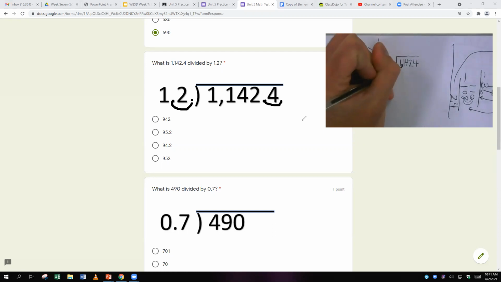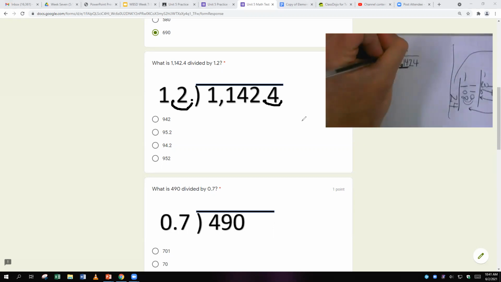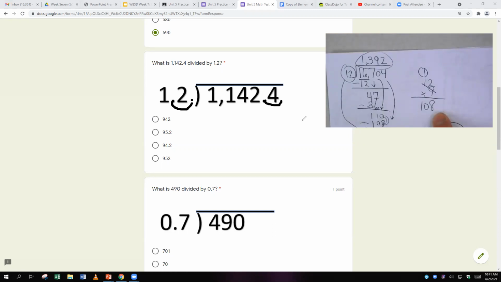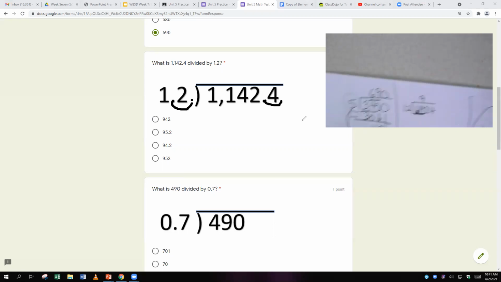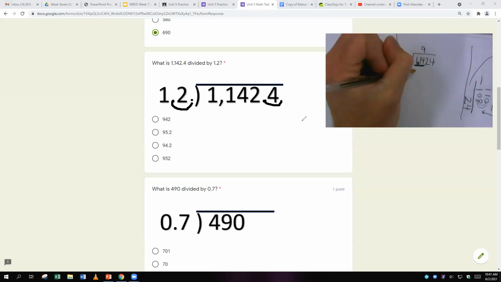How many 12s go into 1? How many 12s go into 11? How many 12s go into 114? Well, 12 times 10 is 120, so it's got to be 9. Once again, we can figure out what 9 times 12 is. Oh, I already did. It's 108. So over here, I say, okay, I pulled out 9 groups. It was 108.